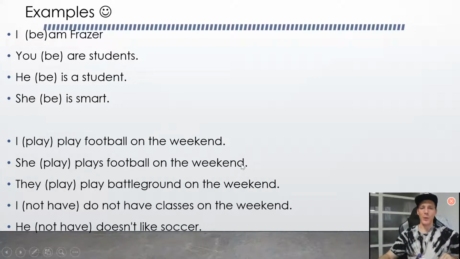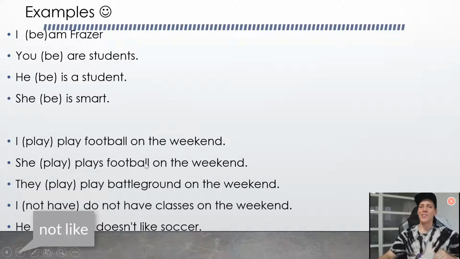Next one. She plays football on the weekend. It's another person, she, just one person, then S. So she plays football on the weekend. Now this is they, a group of people. They play Battleground on the weekend. Perfect. We don't need to change play. Now sometimes we have negative, so not have. So I do not have classes on the weekend. Now this time we're talking about he. So remember, we need an S in there. So he doesn't like soccer. She doesn't like soccer, like this. So in the negative form, we're going to put it like this.